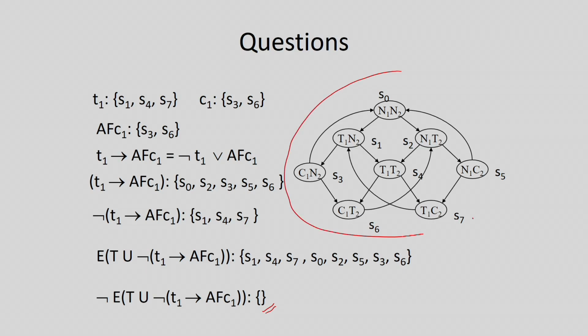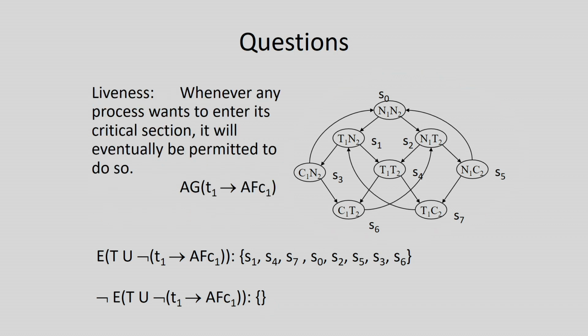Okay. So, what is a Leibniz property? If someone is trying to enter into the critical section, it should eventually be permitted to enter into the critical section. This is the property that we are trying to check. But here, in whatever model we have designed, we have seen that it is not true. This property is not satisfied. So, why is it not satisfied? Now, we have to see, because finally it is giving me the empty set or null set. So, it is not true.